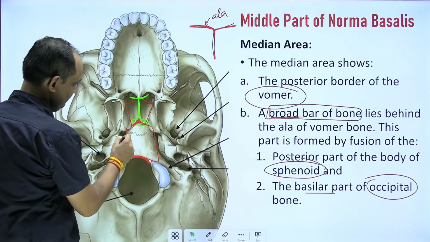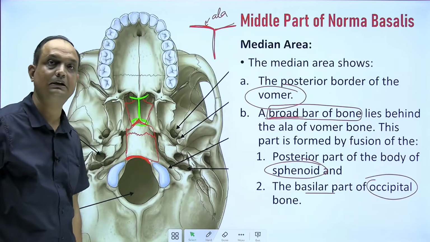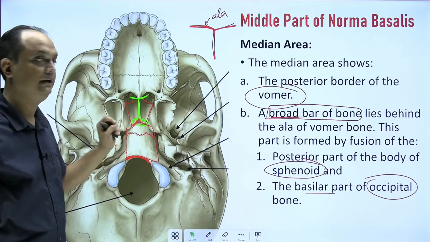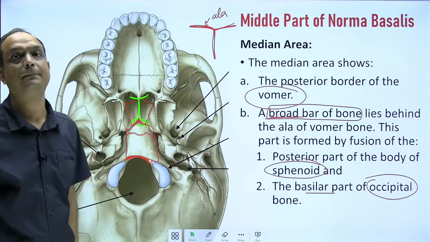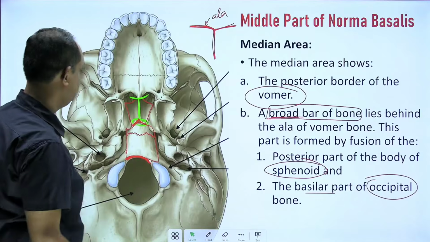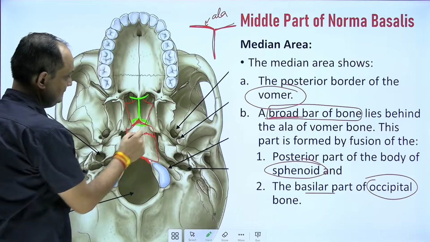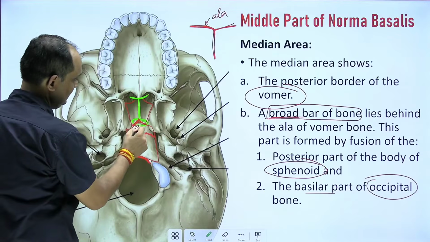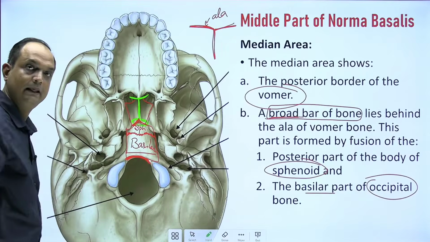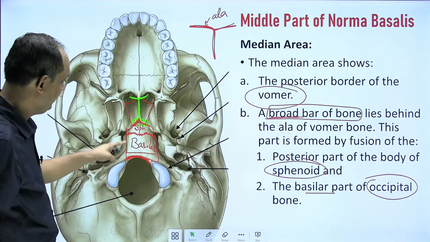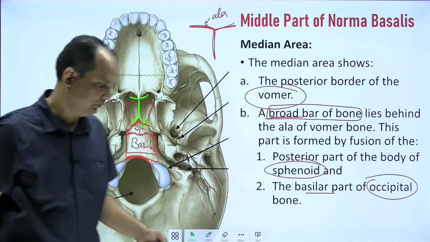Now, this is the suture line which is visible in this image, but sometimes when you have a dry skull in your hand, you may not find this line. Why? Because this line has ossified. And this is a very classical example of a primary cartilaginous joint. So, this suture line may or may not be present, and this is a junction between the sphenoid bone anteriorly and the basilar part of the occipital bone posteriorly. Clear? And this is an important area, and this area is known as the broad bar of the bone.